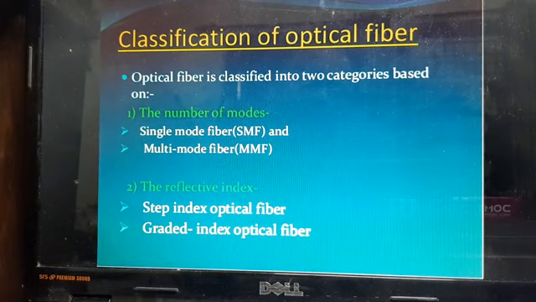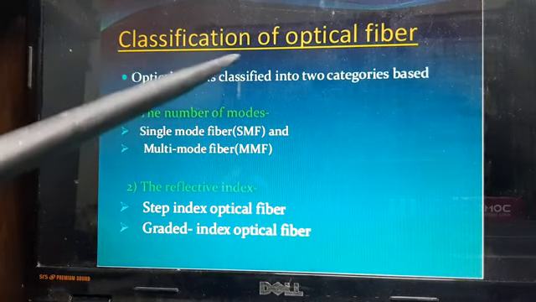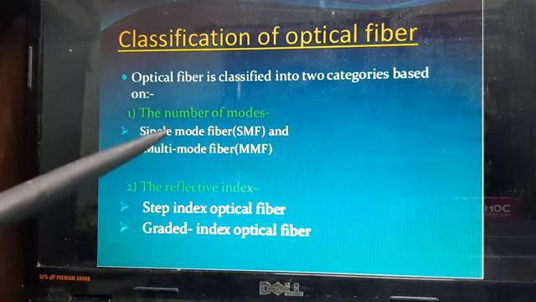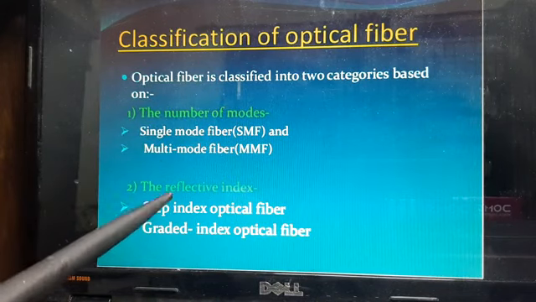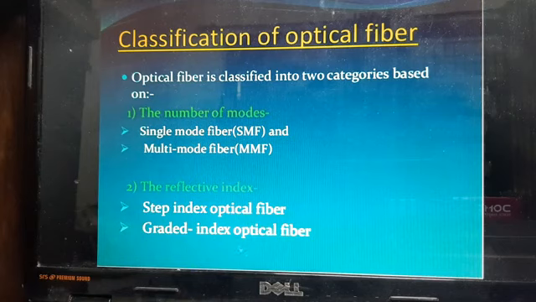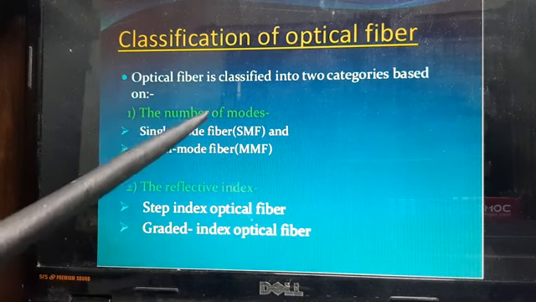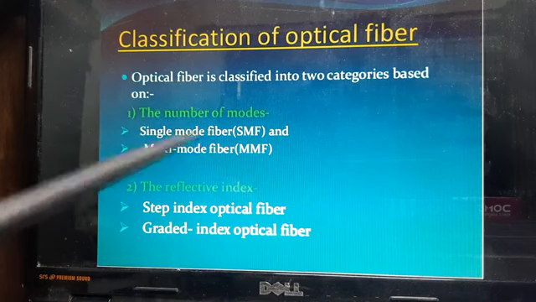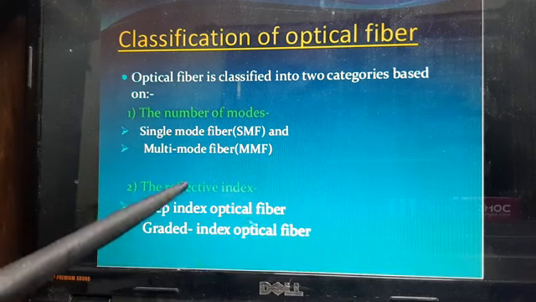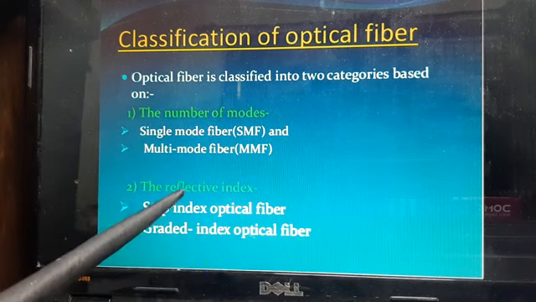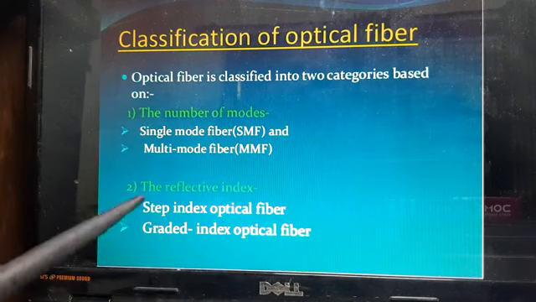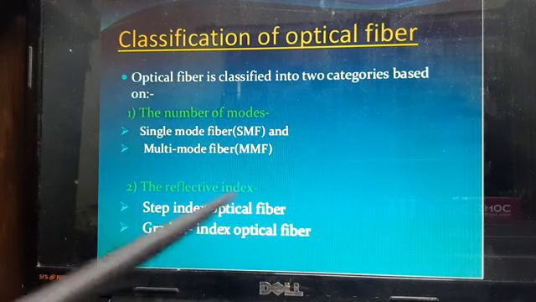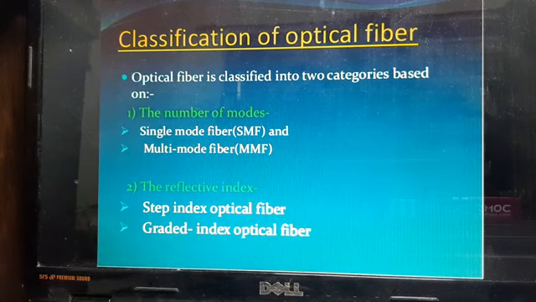Now the classification. These optical fibers are classified on the basis of the number of modes and on the basis of refractive index. First of all, on the basis of number of modes, these fibers are of two types, that is single mode and multi-mode. And on the basis of refractive index, it is refractive, not reflective, step index optical fiber and graded index optical fiber.